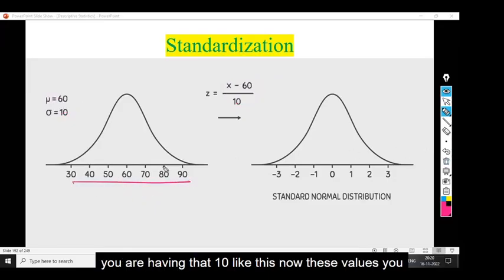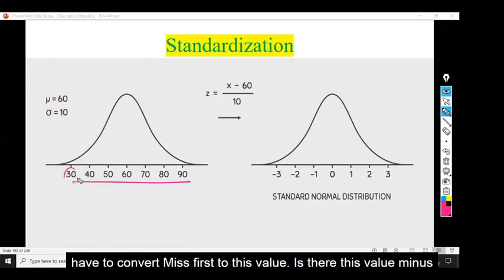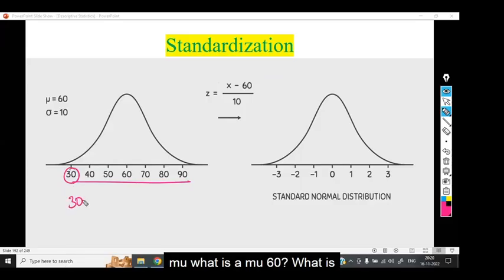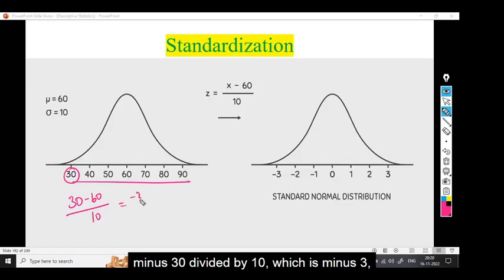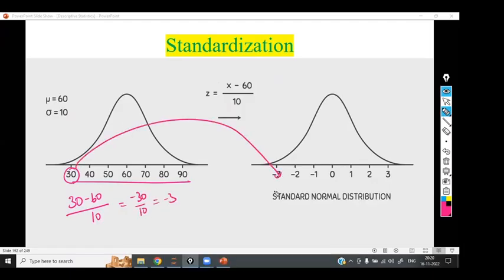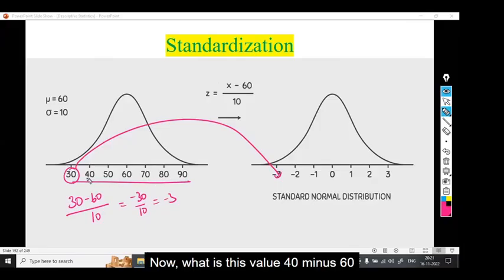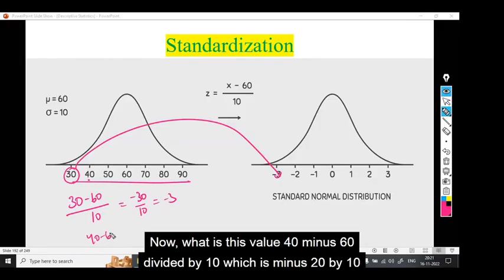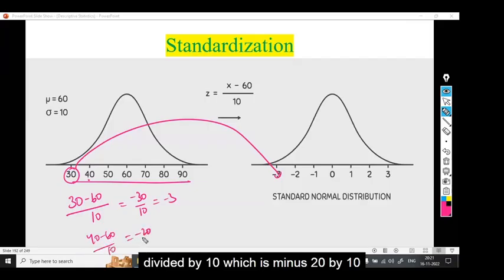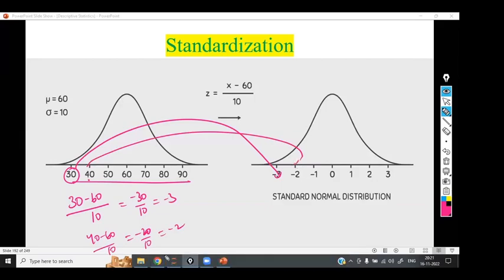Now these values you want to convert to corresponding z-scores. How do you convert? First, this value minus mu. What is the mu? 60. What is the sigma? 10. That is minus 30 divided by 10, which is minus 3. So this will be minus 3. Now what is this value? 40. 40 minus 60 divided by 10 is minus 20 by 10, minus 2. So this value is minus 2.